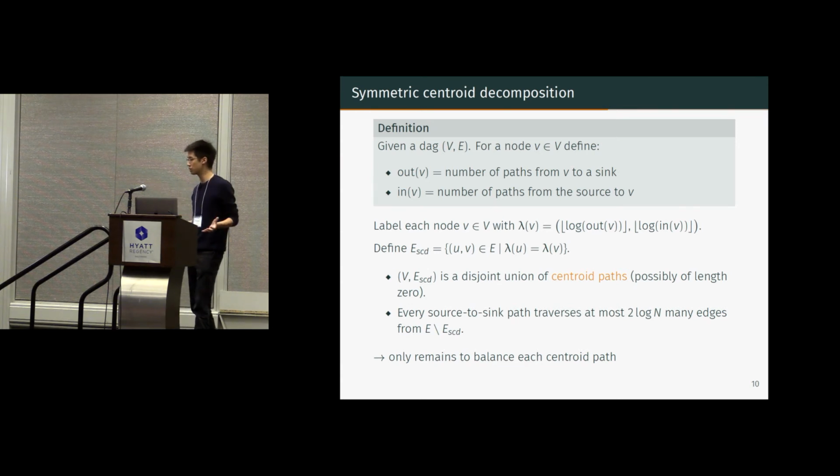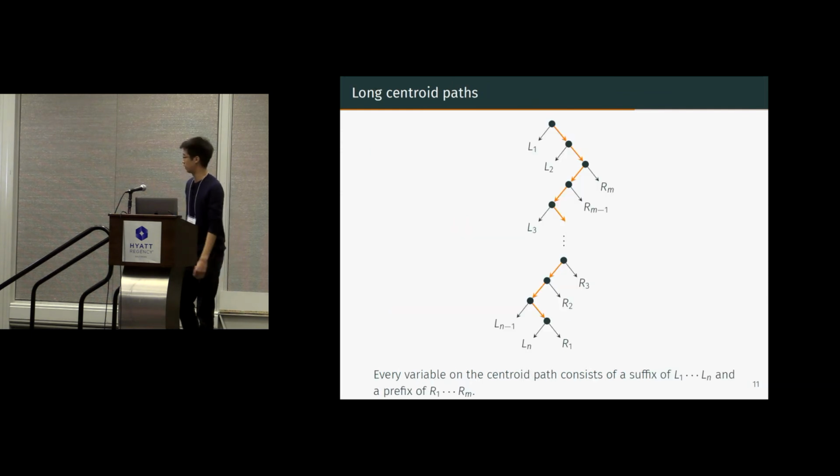Now we have decomposed our DAG into disjoint paths, and there are only log n of them on top of each other. So what remains to do is we need to somehow make these centroid paths small depth. So this could look something like this. Let's just zoom in on a single one. And the problem is that they can be actually quite long. They can be as long as the grammar itself.